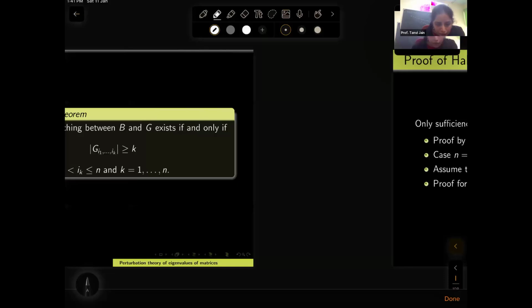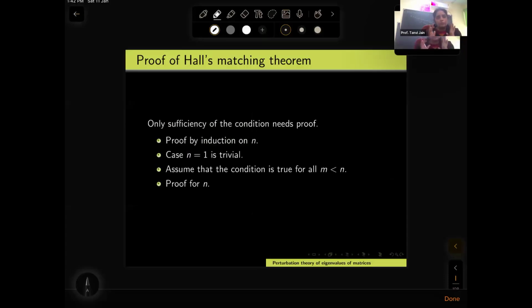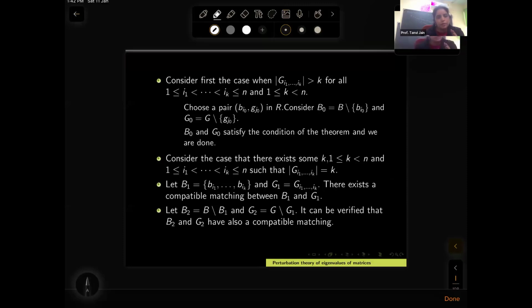Again, because it's a little digression, I will just sketch the proof. The proof is basically by induction. For n equal to 1, it's trivial. And I assume it for all m less than n, then I prove the thing for n. What do I do first? I first take the case when the cardinality of Gi1 till Gik is strictly greater than k for every i1 till ik. So this is a special case. It's not necessary that it will hold, but I take this special case first.